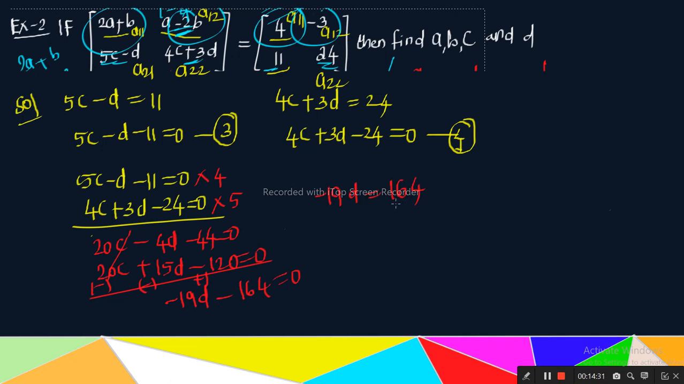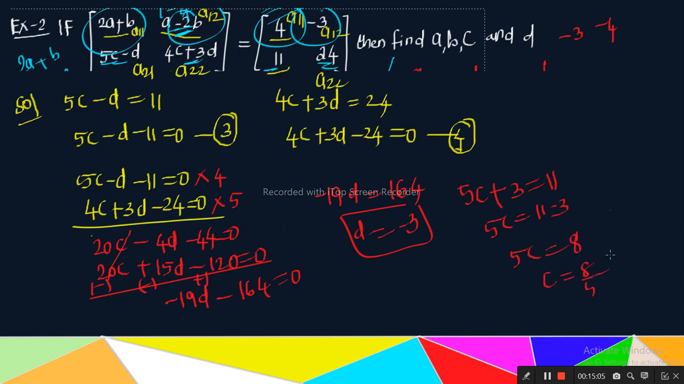164 divided by 19, so d is equal to minus 3. If I substitute d as minus 3 in equation number 1, 5c minus minus 3, which is plus 3, equal to 11. 5c is equal to 11 minus 3, which will be 8. c is equal to 8 by 5. This will be the value of c.